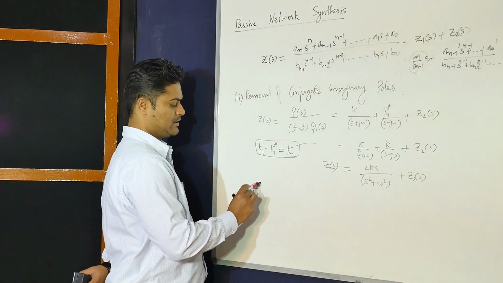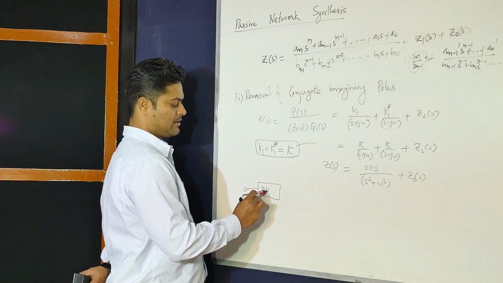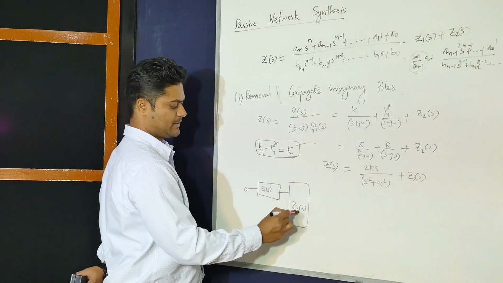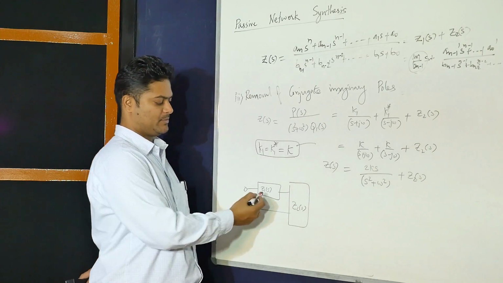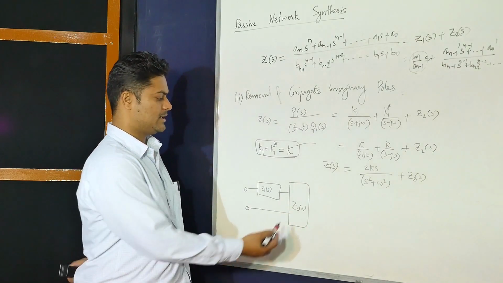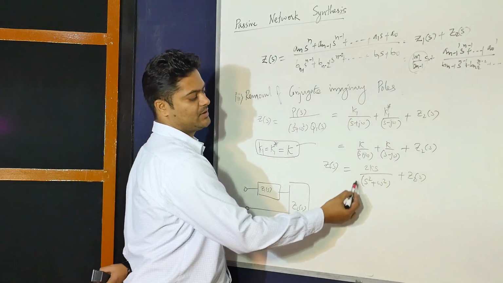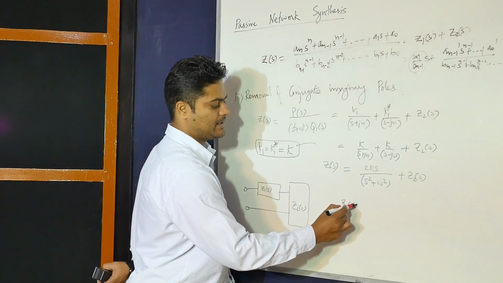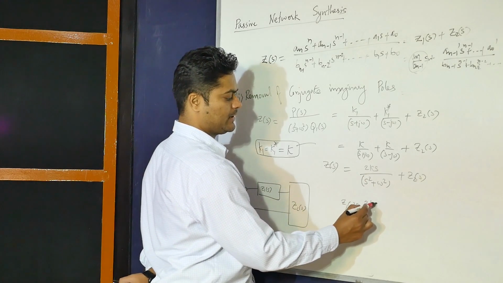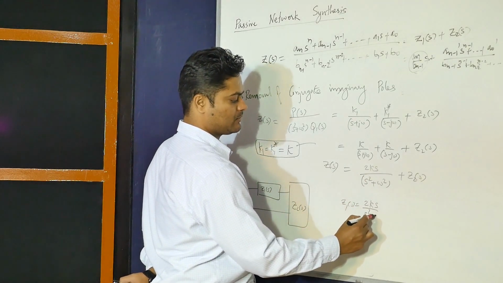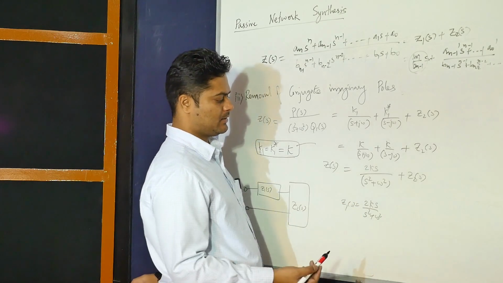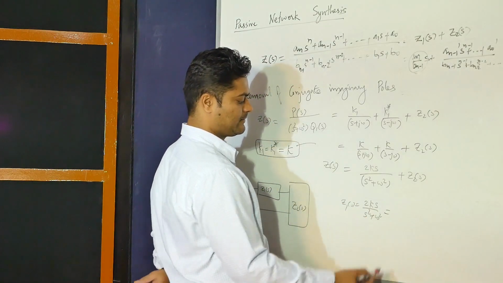So as we see, it has to be Z1(s) in series with Z2(s). So Z1(s) is this term. What does it indicate? When I have Z1(s) as 2ks by s square plus omega square, you can find out the value of k by applying the method of partial expansion, right?